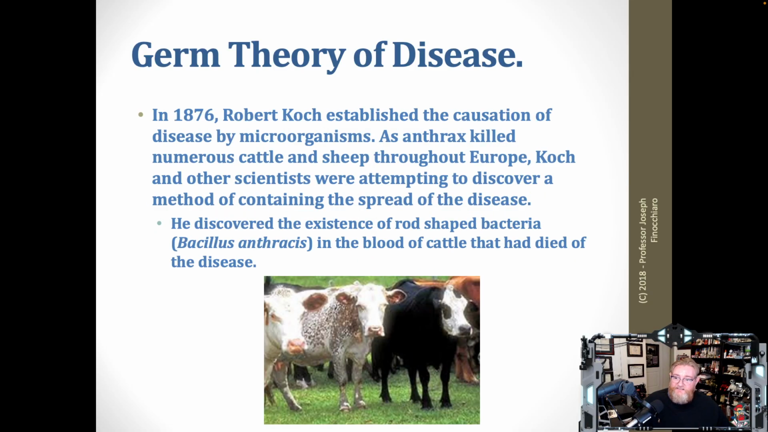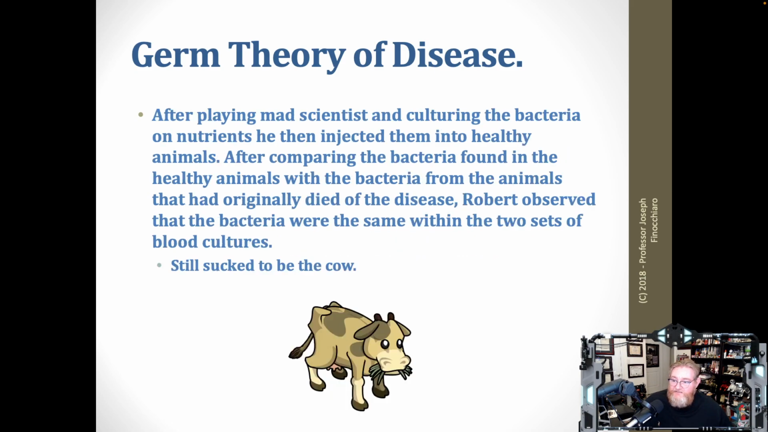In 1876, Robert Koch established the causation of disease by microorganisms. As anthrax killed numerous cattle and sheep throughout Europe, Koch and other scientists were attempting to discover a method of containing the spread of the disease. He discovered the existence of rod-shaped bacteria, Bacillus anthracis, in the blood of cattle that had died of the disease.